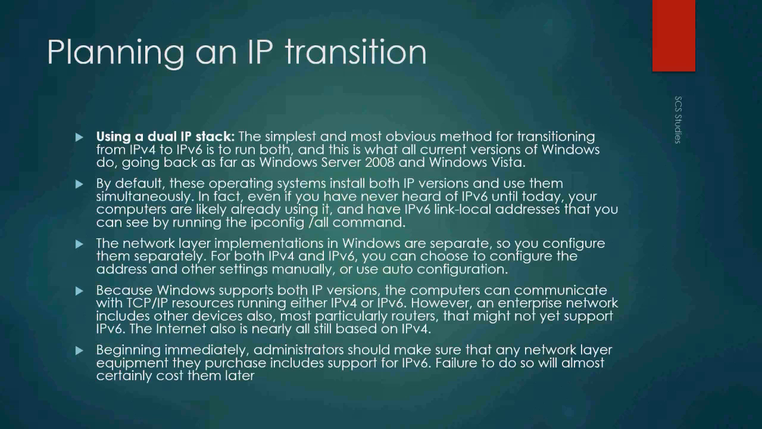Beginning immediately, administrators should make sure that any network layer purchase includes support for IPv6. Failure to do so will almost certainly cause problems later. So basically, it is a suggestion from Microsoft that whenever you are in a position of taking administrative decisions for an enterprise network, you always keep in mind that your network equipment should support IPv6 because the future is IPv6. IPv4 will be obsolete in the next few years.